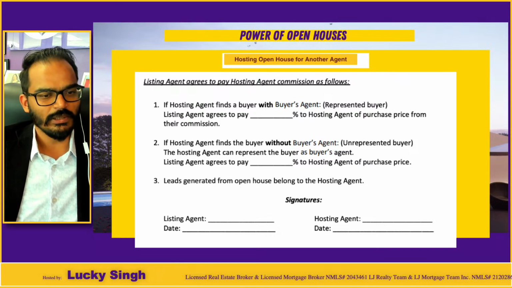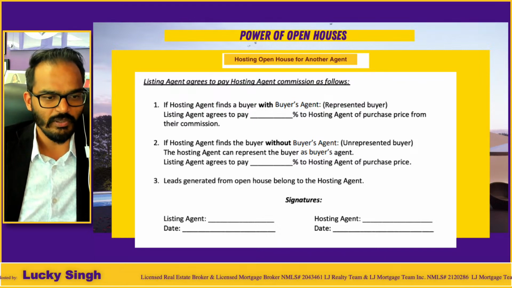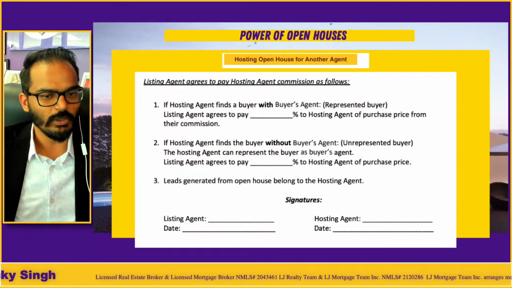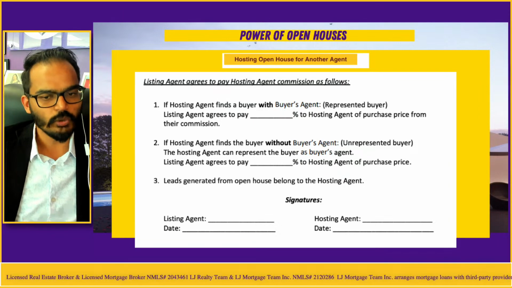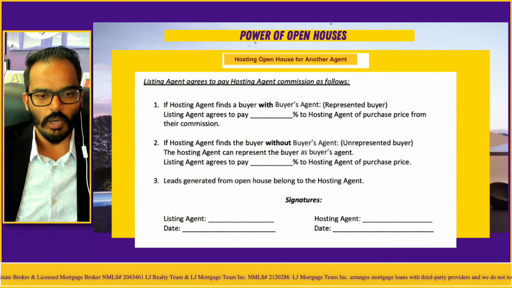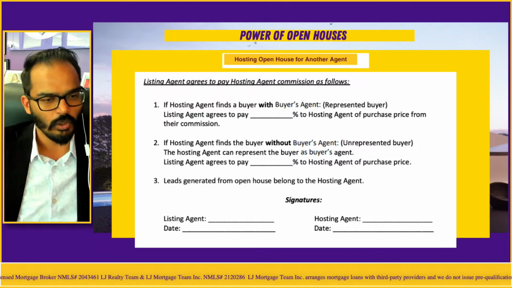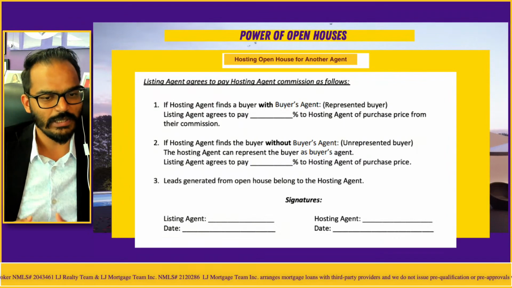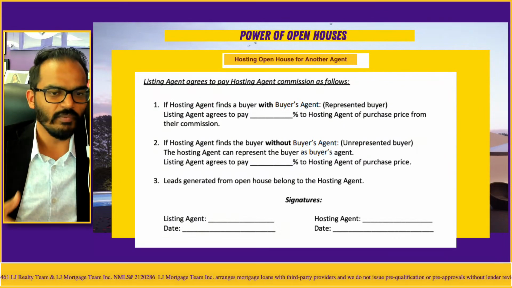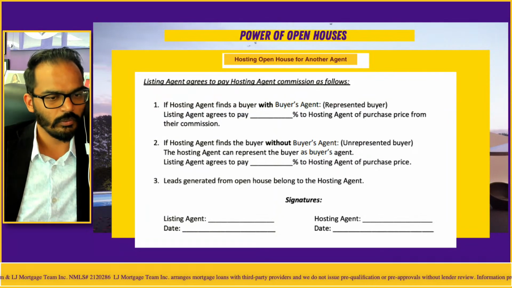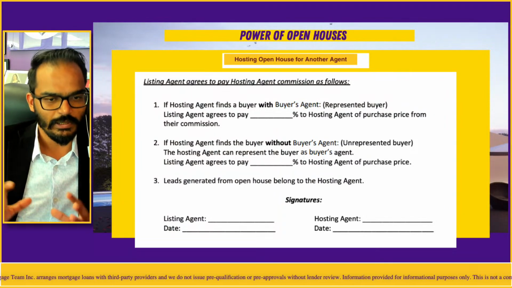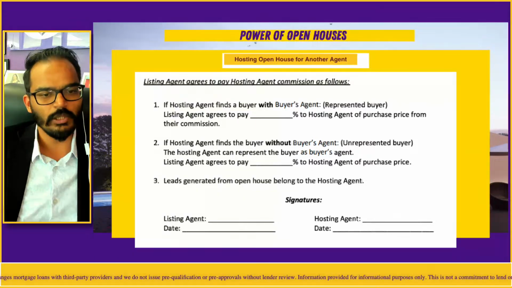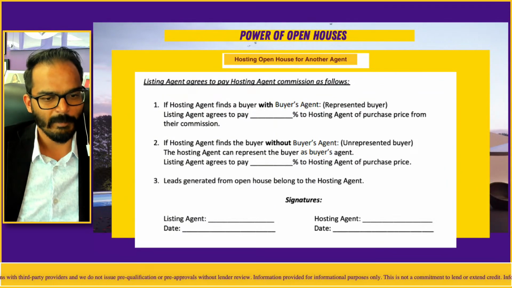And number 3 is that the listing agent needs to agree that the leads that you're going to be generating from that open house should belong to you as a hosting agent. You spent 2 hours there and 5 people walked in, and out of those 5, they did not like the property at all. But you have those 5 leads, they should belong to you, not to the office, not to the listing agent. It's going to be your leads because you're the one who's spending 2 hours there, right?